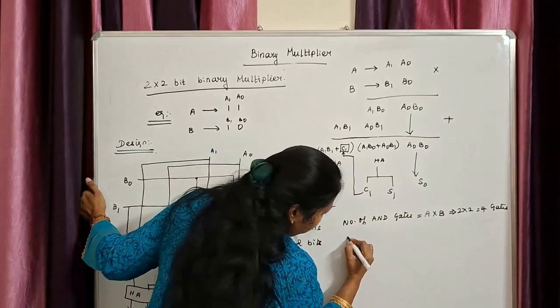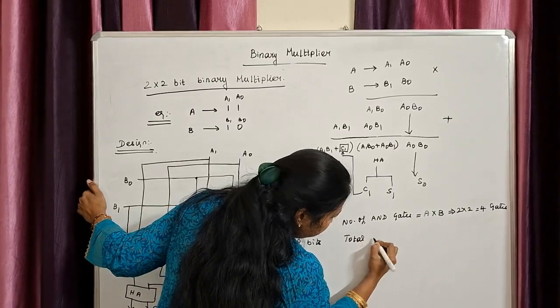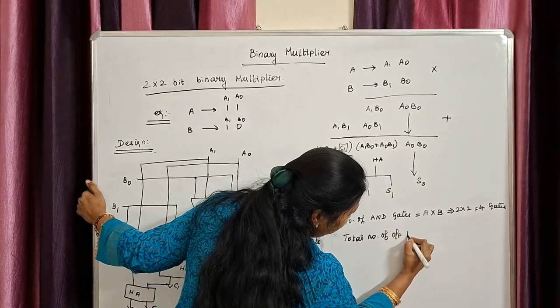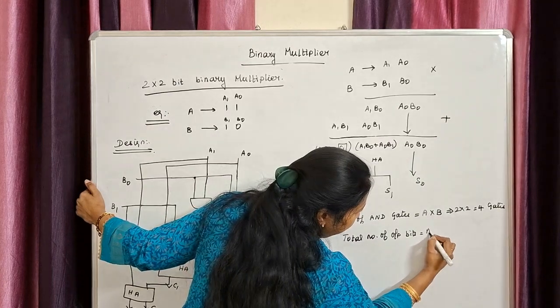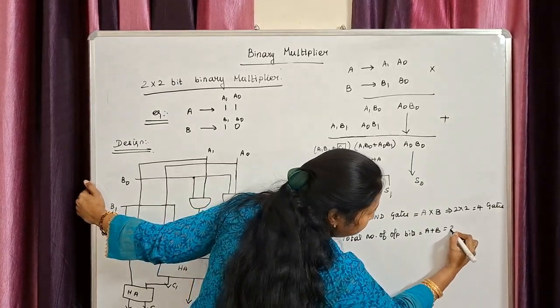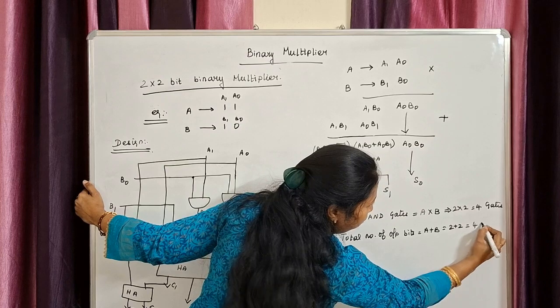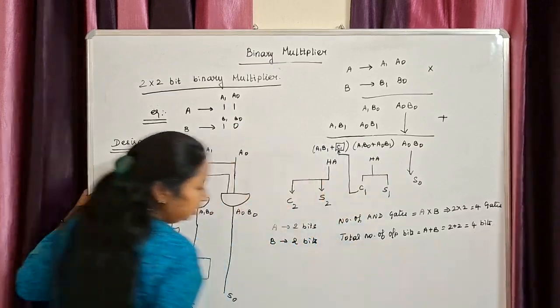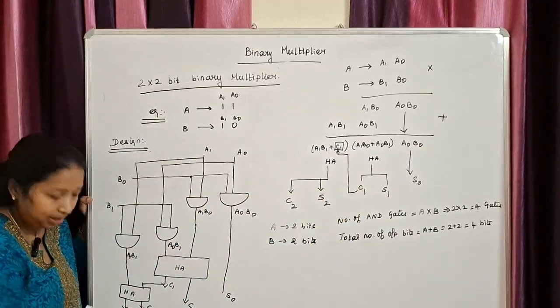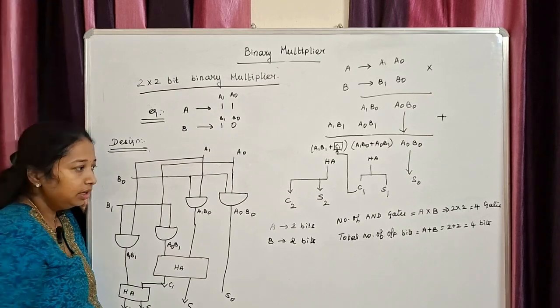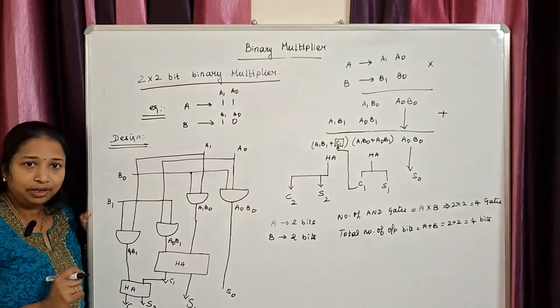And how many total bits will you require in your output? Output bits is equal to A plus B. That is 2 plus 2, which is equal to 4 bits you will be getting in your output. That is S0, S1, S2 and C2. Clear? And how many adders do you require?